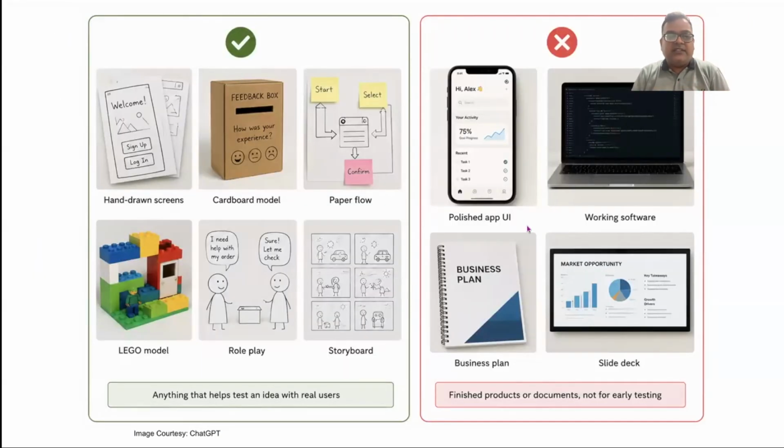So let's understand this using these two pictures that you actually see. Right. Look at first the left hand side. These are all prototypes. The first one that you see is a handwritten screen. The second one that you see on the top left is a cardboard model. Then you have a Lego mock-up you see at the bottom, right? Those colorful. Then there's something called a storyboard. Then there's role play, right? None of them look impressive. Okay, and that's fine, because their purpose is not to impress anyone. Their purpose is to get feedback. Now look at the right hand side.